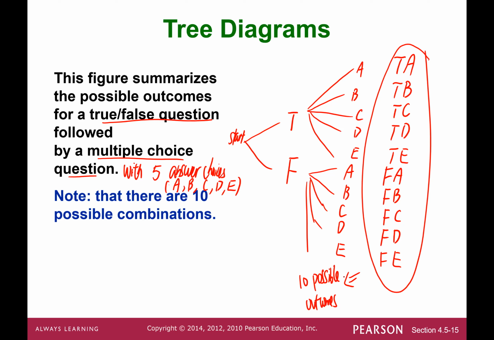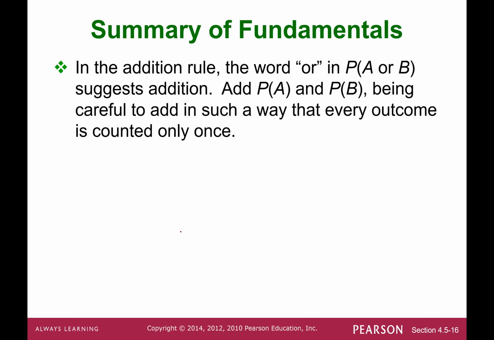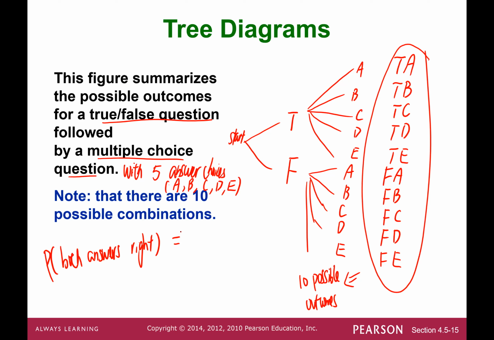So what's the probability of getting a perfect score in this quiz? Meaning getting both answers right. Remember, you only have 1 correct combination out of 10 possible outcomes. So it's 1 over 10, right? So it's 10% chance.